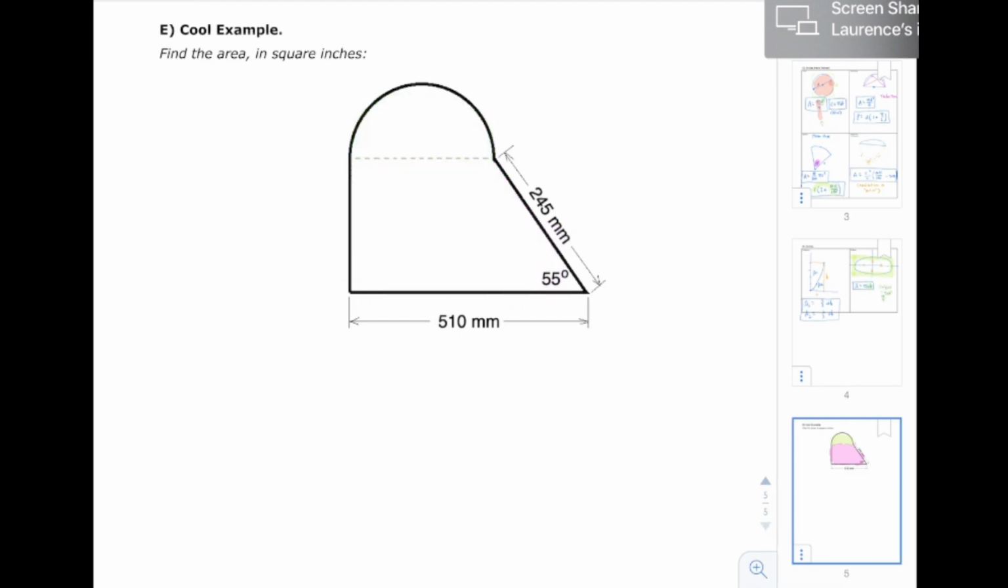Now, in order to do that, we're going to need to have some dimensions, right? We're not going to be able to do anything with circle formulas unless we know how far across that is. And I don't know how far across that is, so I'm just going to label it a D for now. Somehow we're going to have to solve for that D. How can we solve for that D?